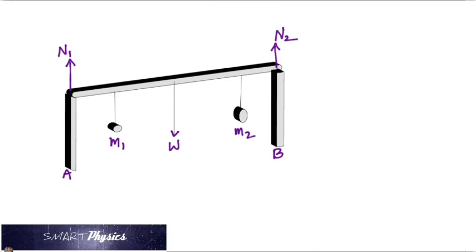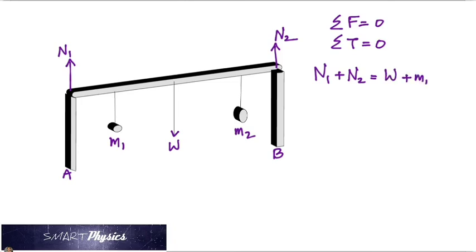What are the two conditions for static equilibrium? Two conditions. What are they? Net force is equal to 0 and net torque is equal to 0. Let's apply both. First, net force equal to 0. There are forces acting up and there are some forces acting down. So aren't we saying that the total forces acting up is equal to total forces acting down? So that means N1 plus N2 is equal to, you got to be careful there.